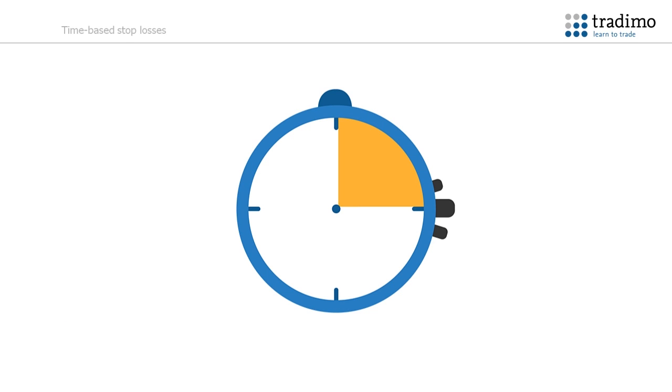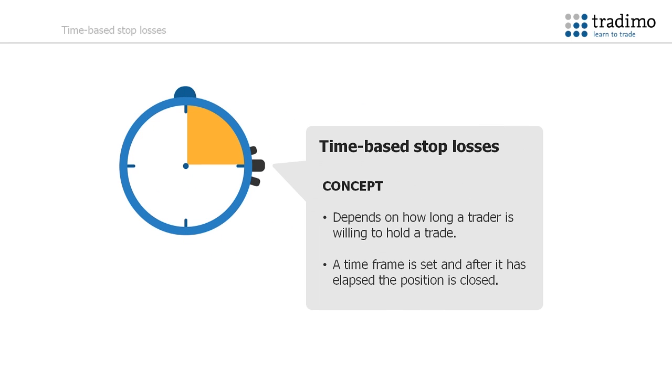A non-technical tool that can be used is a time-based stop loss. The concept of this depends on how long you're willing to hold a trade. After a certain time, which is determined before the trade is opened, the position is closed. You may wish to use a time-based stop loss to determine if you should exit the market, because if the price has not moved significantly enough in a given period of time, then you may want to consider closing down your trade and using your capital to find more profitable trades elsewhere.